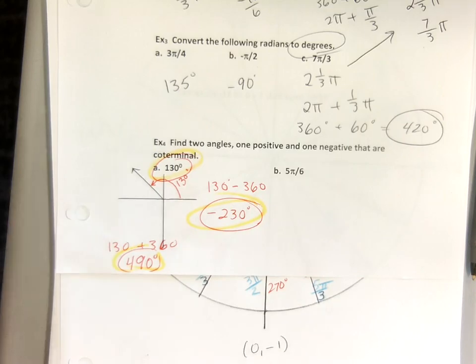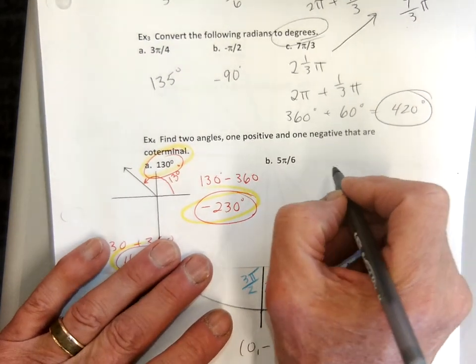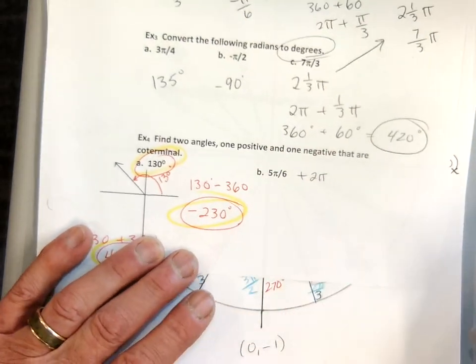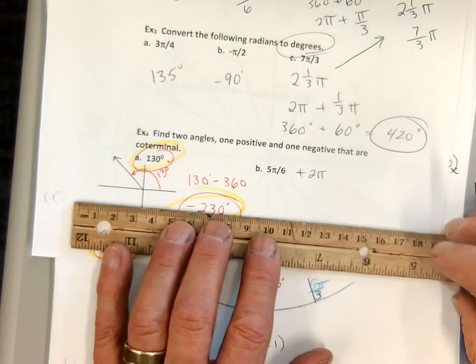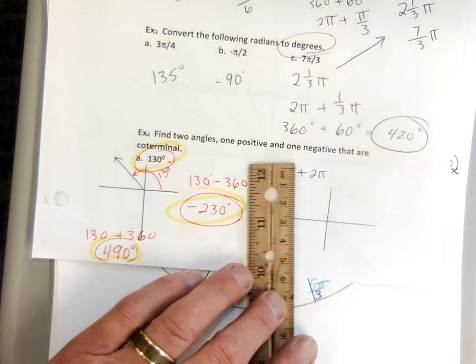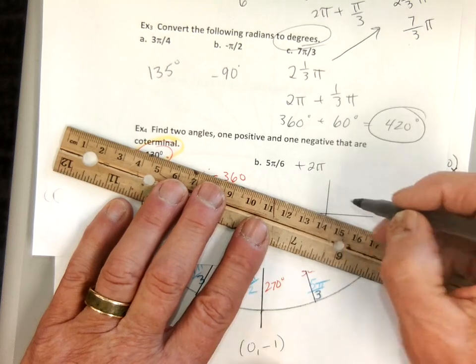So in radians, we're going to have to spin it around, but we're going to add 2 pi to it, because I would spin it all the way around. So if I were to draw first 5 pi 6, we did that a little bit on our circle. 5 pi 6 is about there.